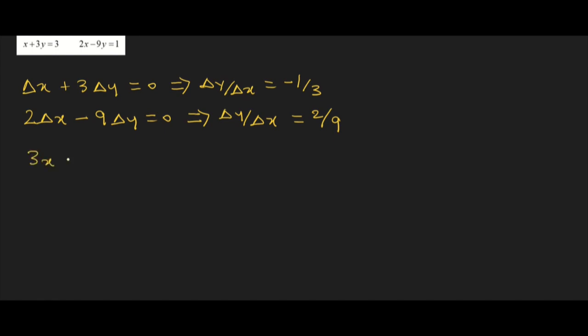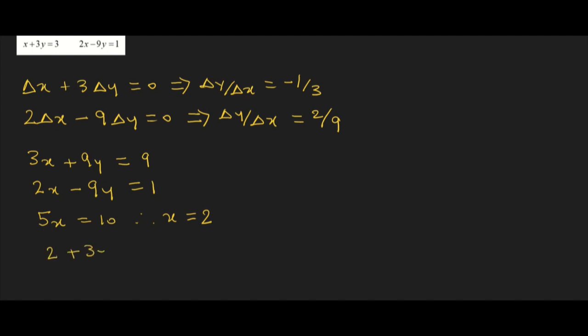Now we've got to transform one of the equations so that we can eliminate one of the variables. So we're going to multiply through by 3 in the first equation to give us 3x plus 9y equals 9. And then from the second equation we've got 2x minus 9y equals 1. So we can add those two equations together to give us 5x equals 10, which solves easily to give us x equals 2. And again we can now substitute back into either of the other two equations.